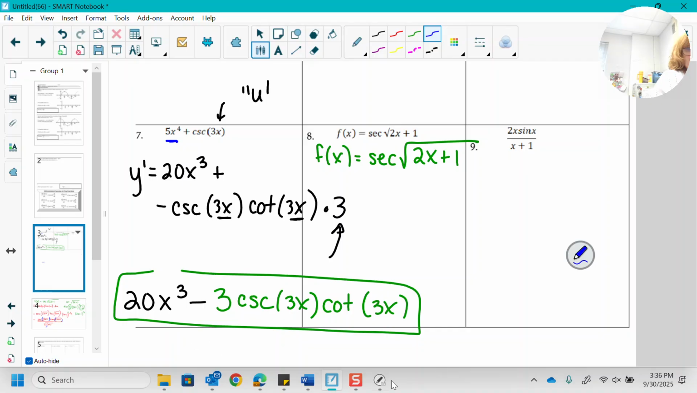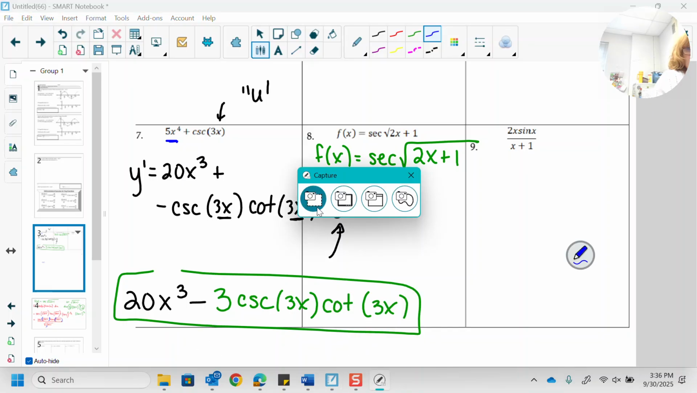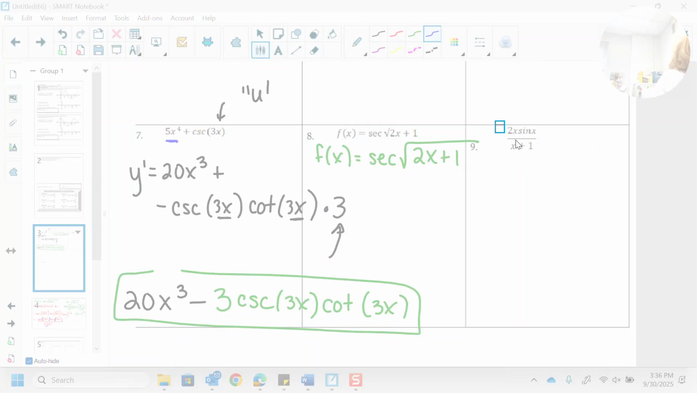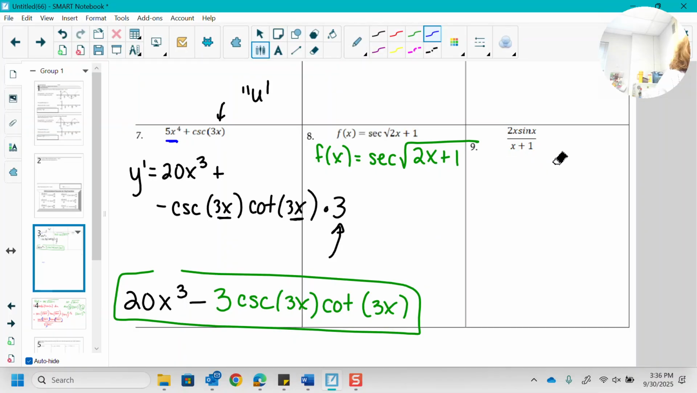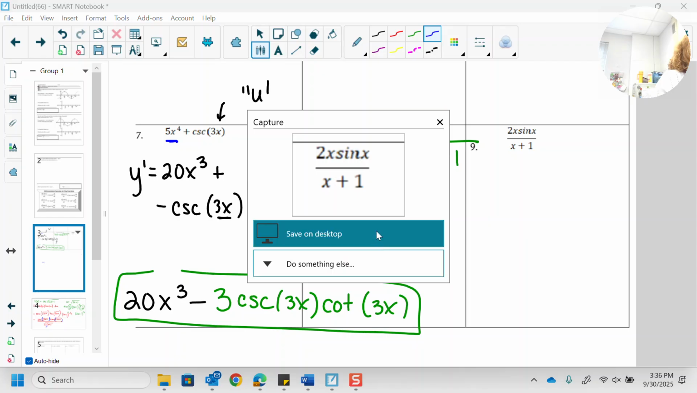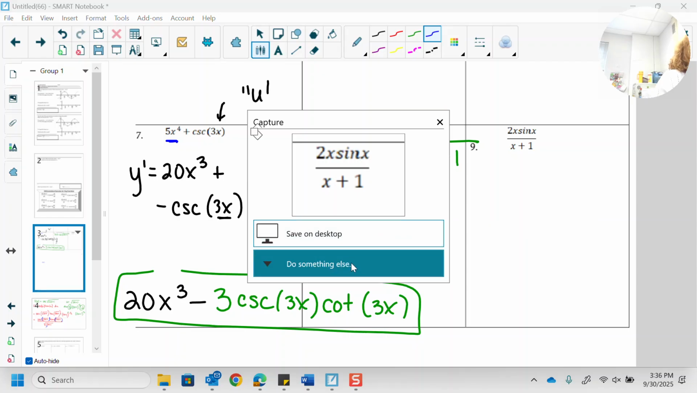Let's see, this is going to let me do my screen grabby thing. Yeah, I think it will. There we go. Hopefully send it to another. No, do something else.